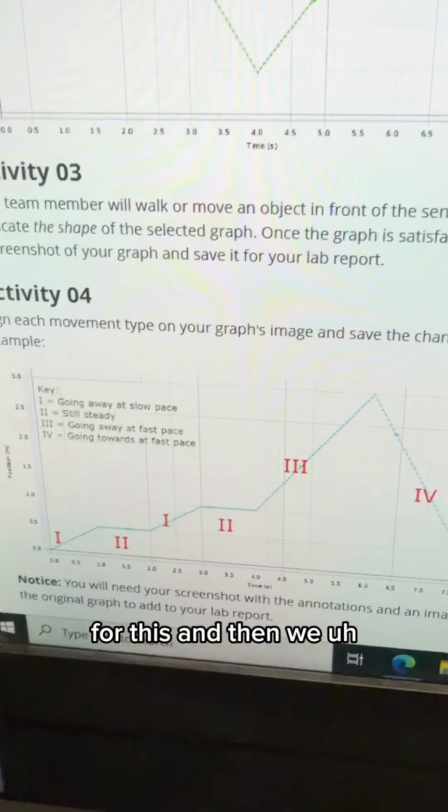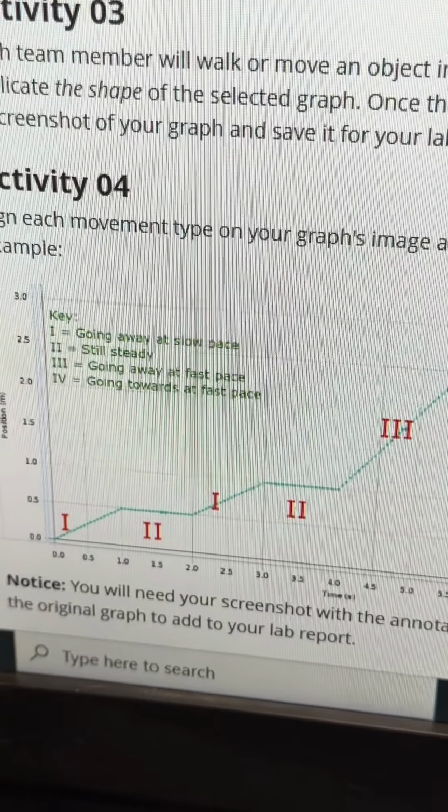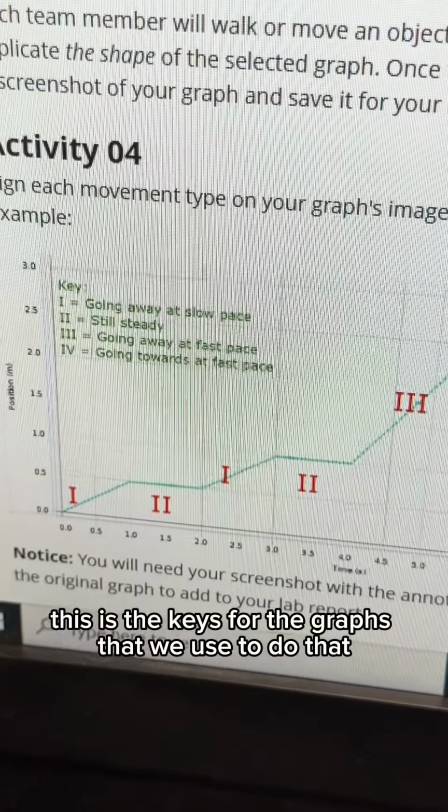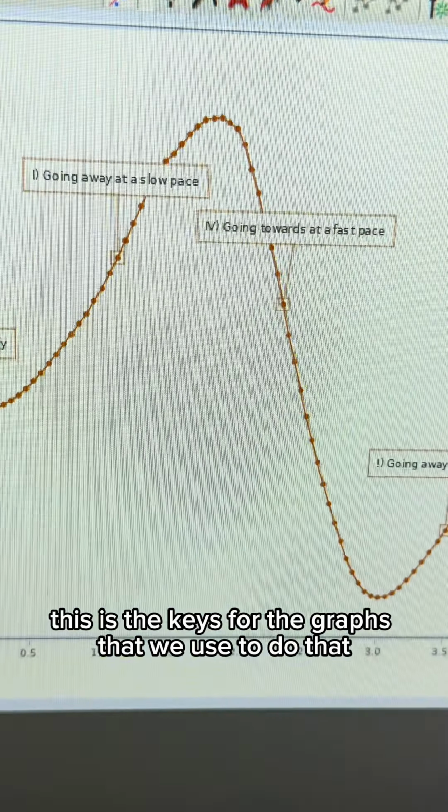And then this is the key for the graphs that we used to do that.